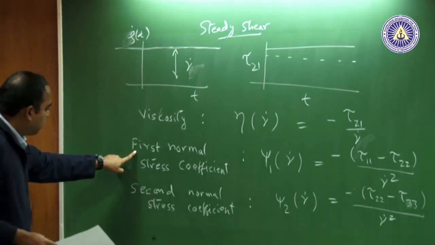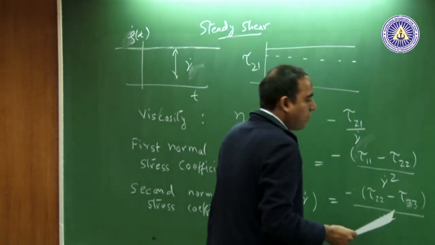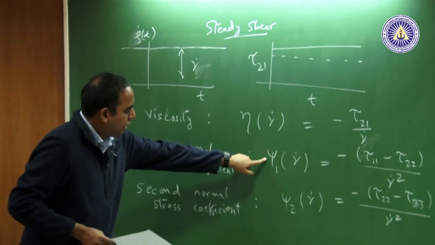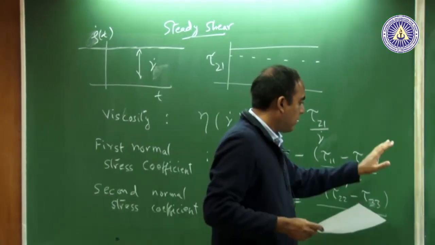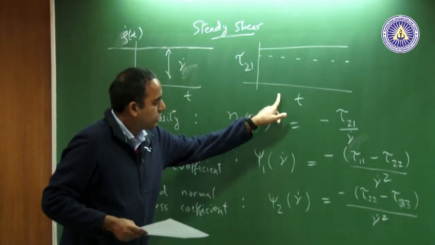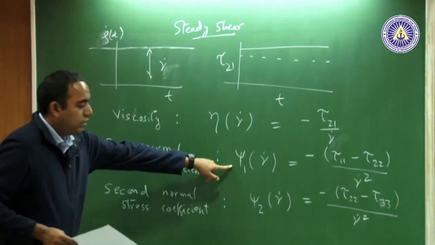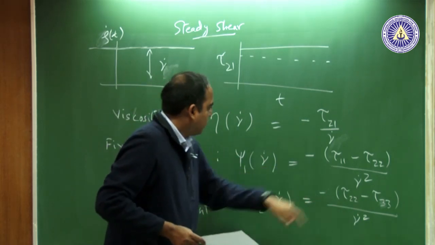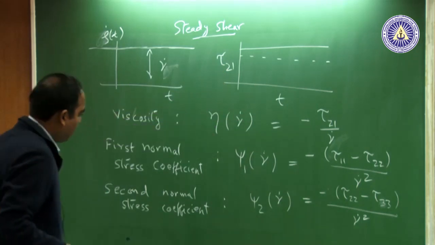Now, the first normal stress coefficient or the second normal stress coefficient: if you take a normal Newtonian fluid which is incompressible, it always predicts that psi 1 and psi 2 both are 0, and you can show that by a simple derivation. You just take a Newtonian incompressible model, calculate for a simple steady shear flow tau 11, tau 22 and tau 33, put them in the equations, and you can show that for a Newtonian fluid both psi 1 and psi 2 are 0. Viscosity of course would be the value of the viscosity of the fluid.